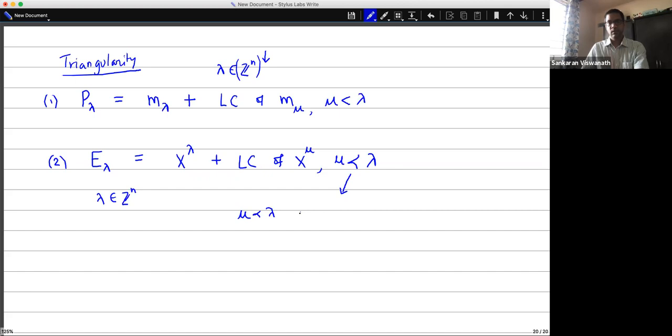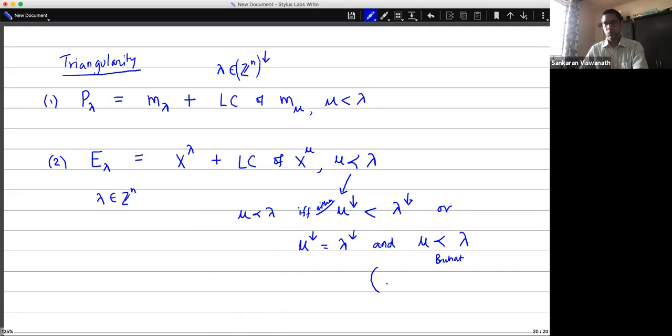So you look at the dominant conjugate of mu and the dominant conjugate of lambda. Either the dominant conjugate of mu is dominated by the dominant conjugate of lambda, or they are equal, and if they're equal, they're in the same Weyl orbit, and mu is smaller than lambda in the Bruhat order on the orbit. Okay, so don't worry about what Bruhat order is and so on. What this says is the anti-dominant element in an orbit is the largest. In other words, the increasing anti-dominant element of an orbit is the largest in that orbit. And the dominant element is the smallest.